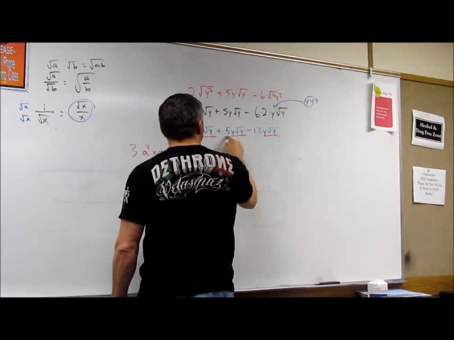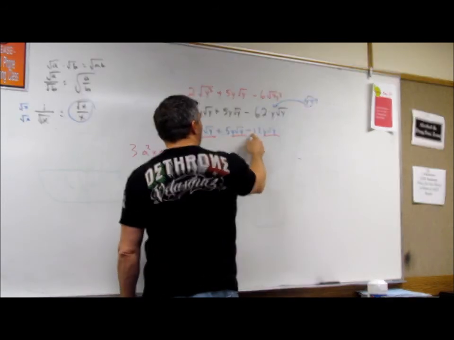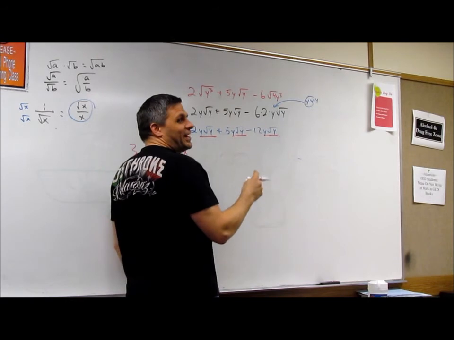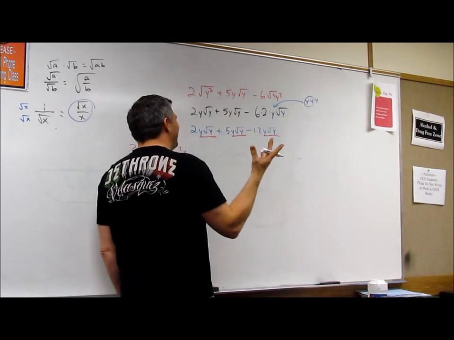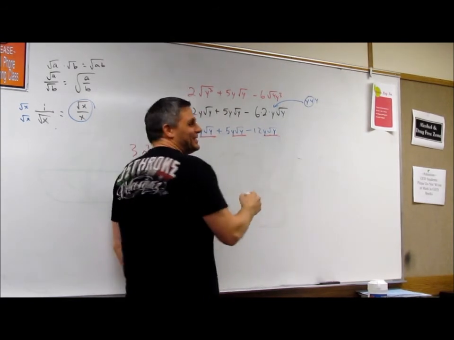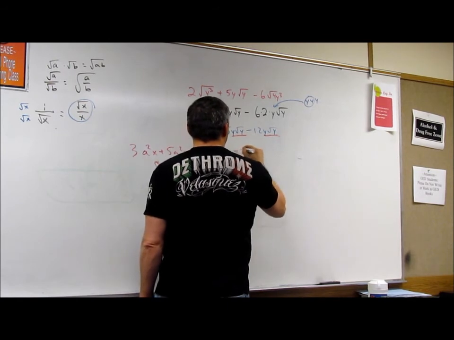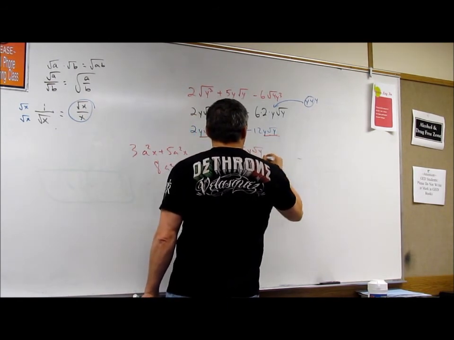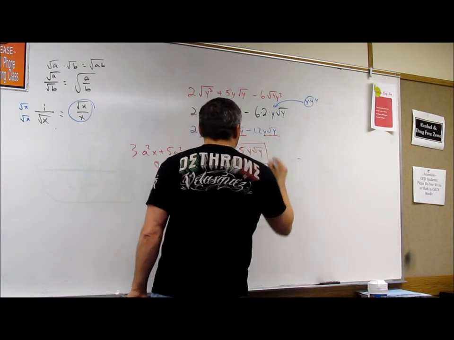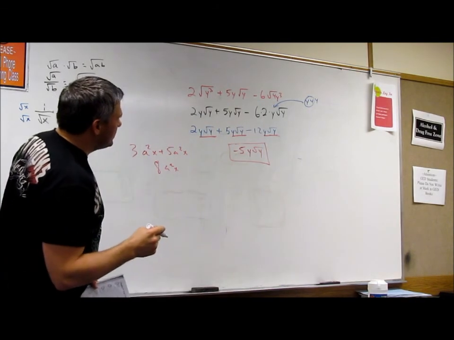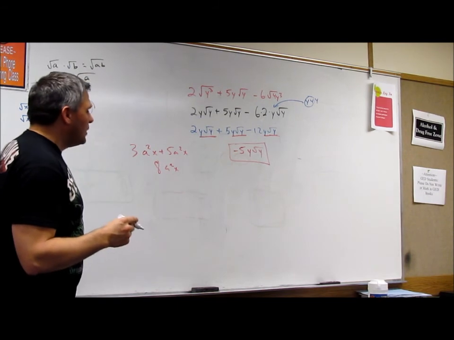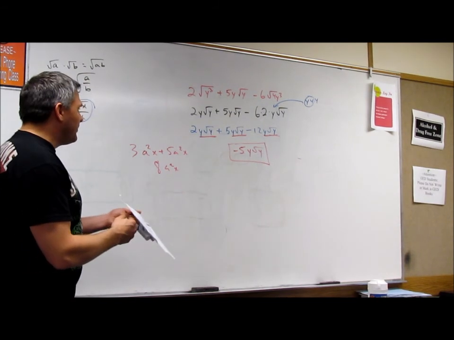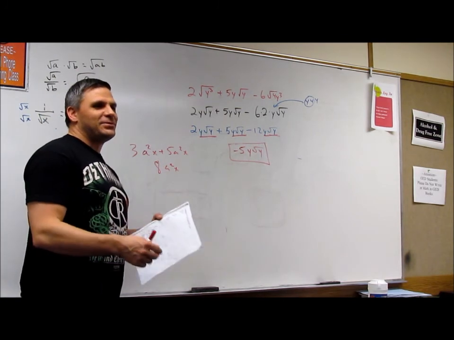So 2 plus 5 is 7, minus 12 is 5, right? Minus 5. Sorry about that. Y square root y. Does that make sense? Yeah. Okay. So, that's how I would go about doing that.